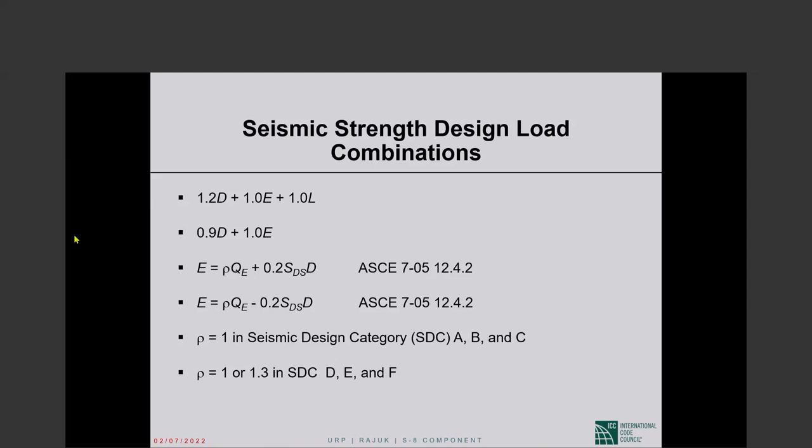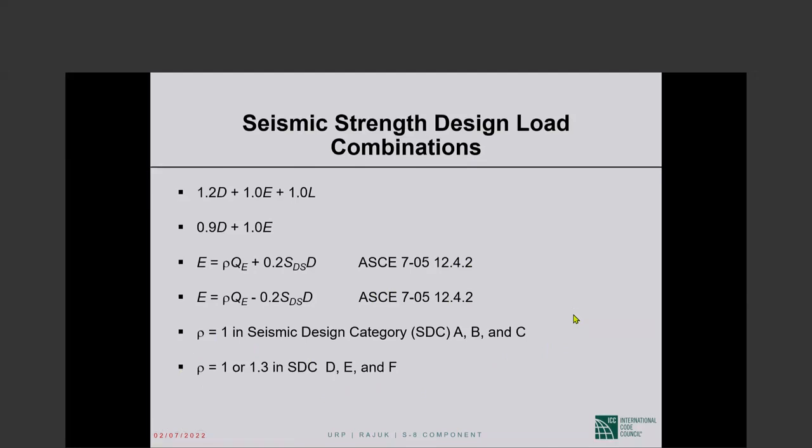And the point to S sub ds times D is essentially written differently. It is exactly the same. So in BNBC 2020, the E is Q sub E plus 0.2 S sub ds times D in the additive seismic load combination, and in the counteractive load combination, it is Q sub E minus 0.2 S sub ds times D. Okay. In ASCE 7, rho is 1 for seismic design categories A, B, and C. In design categories D, E, and F, it can be 1 or 1.3, as I mentioned already.